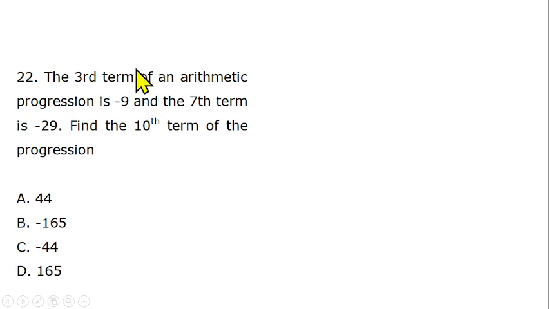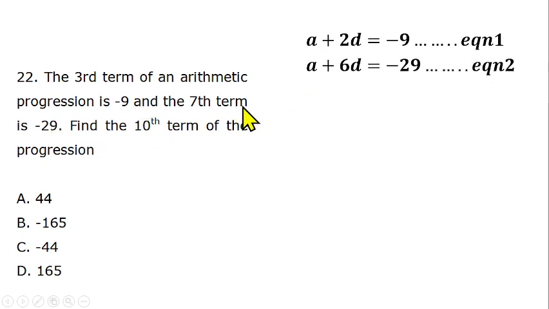Question number 22 is also from sequence and series, in this case arithmetic progression. The third term of an arithmetic progression is minus 9, and the seventh term is minus 29. We have to find the 10th term of the progression. The third term of an AP is a plus 2d, so a plus 2d equals minus 9, equation 1. Then the seventh term is a plus 6d equals minus 29, equation 2.